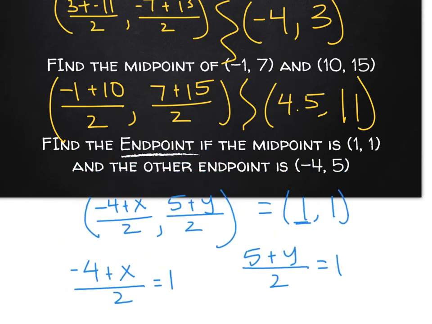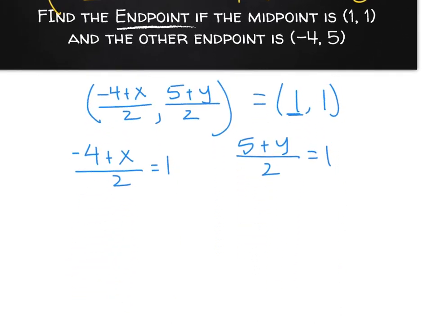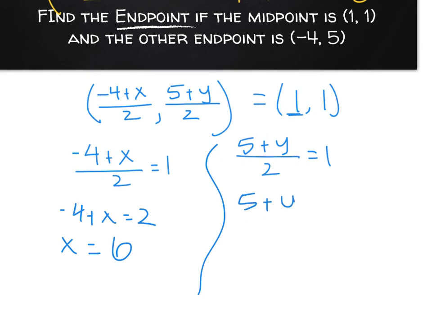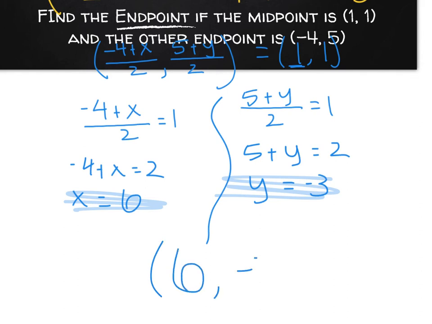And I'm going to start by solving for x then. I'm going to move way down here. So I multiply by 2 on both sides, and I get -4 plus x equals 2. Add 4 to both sides, and I get x equals 6. Do the same thing with y. Multiply by 2, and you get 5 plus y equals 2. Subtract 5, and I get y equals -3. So my two answers written as an ordered pair are (6, -3).